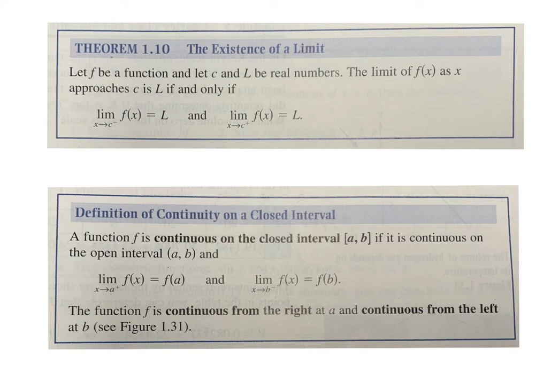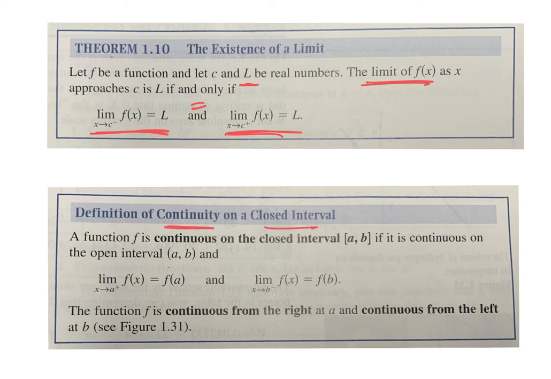Let f be a function and c and l be real numbers. The limit as x approaches c is l if and only if these two things exist and they're the same thing. So what they're saying is you can have a left-hand limit and you can have a right-hand limit. But in order for the overall limit, the limit of f, to exist, these two have to be the same thing. Okay? So that's what it's saying. You can have a left hand, you can have a right hand, but in order for you to have an overall, those have to be going to the same thing. All right?